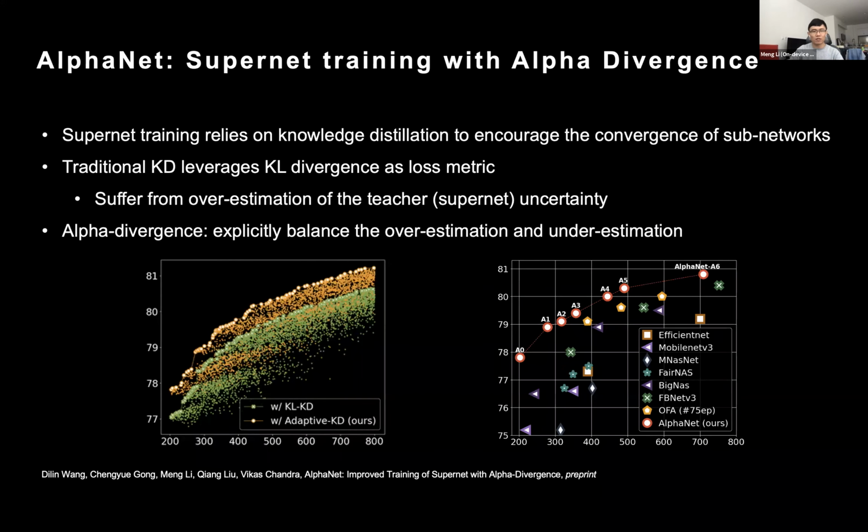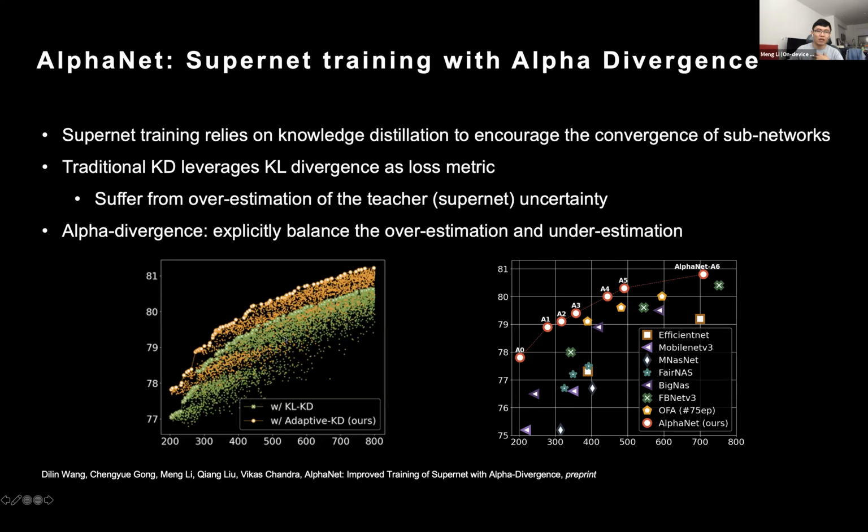The second technique we propose to improve the SuperNet training is a new knowledge distillation strategy. Conventional methods leverage the KL divergence to measure the distance between the teacher and the student network. And we find that KL divergence may not be the best metric. In fact, it in nature leads to an overestimation of the uncertainty for the teacher output distribution. Hence, what we propose is a new distance metric named alpha divergence, which leverages hyperparameter alpha to explicitly balance the overestimation and the underestimation of the teacher distribution.